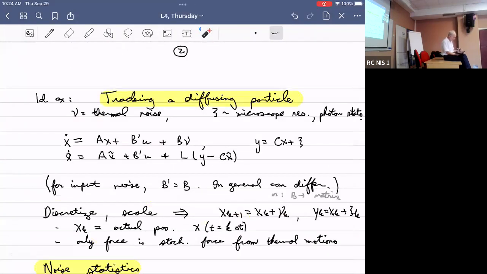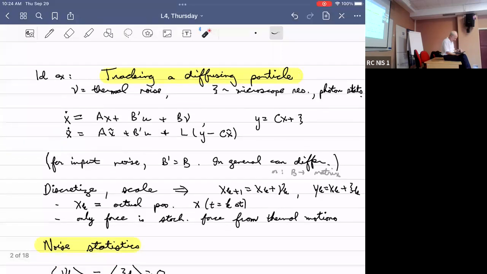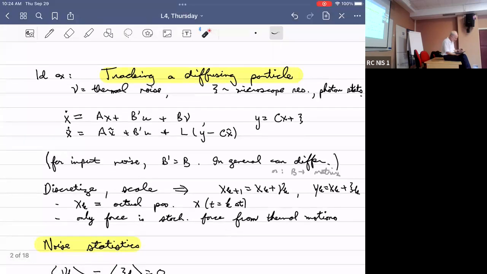The thing that we'll be thinking about is a Brownian particle. So it's just diffusing, no potential or anything like that. I'm using slightly more general notation than I would, but we have a particle that's obeying linear equations. For the moment it'll just be a simple diffusion, but in general it's AX plus BU.